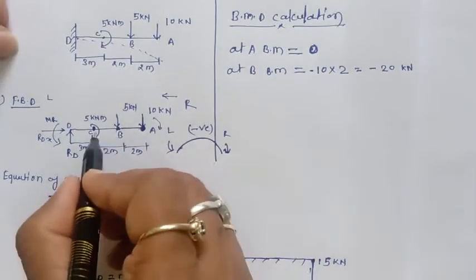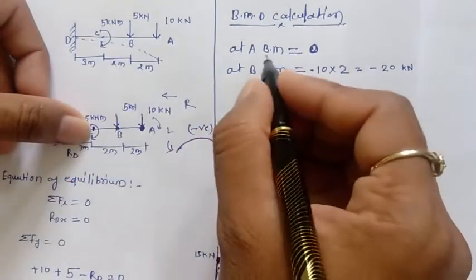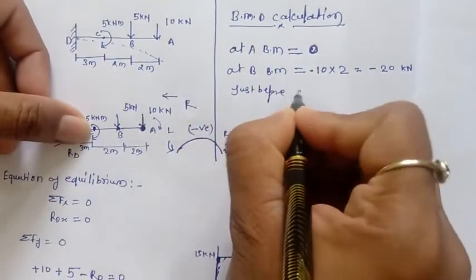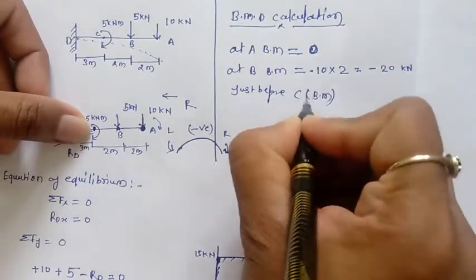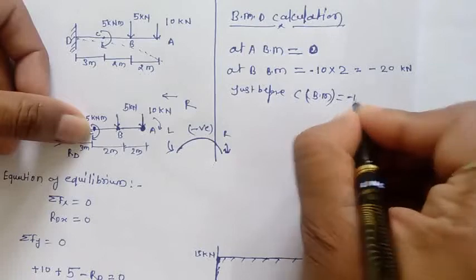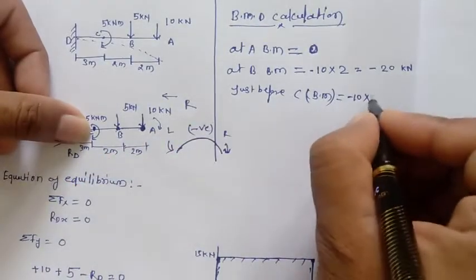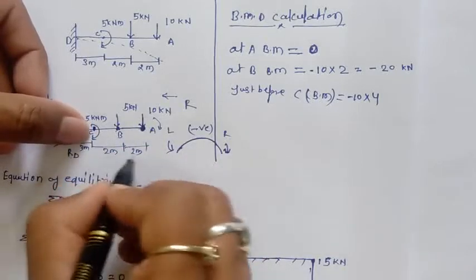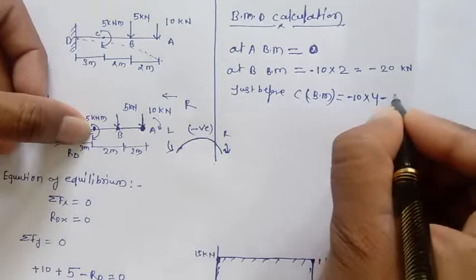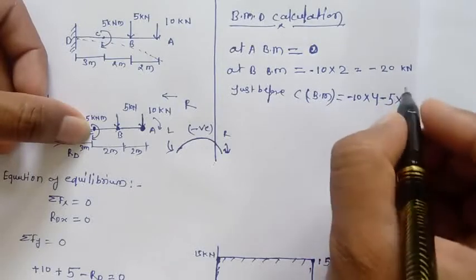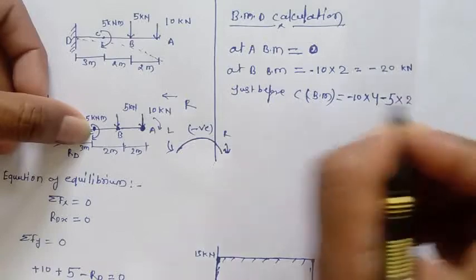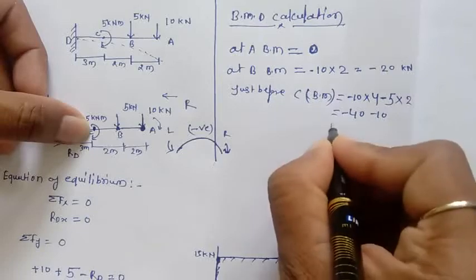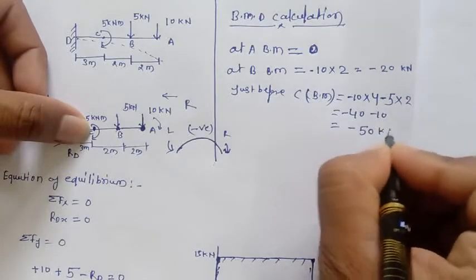Then B to C, just before C, the bending moment is minus 10 into this 4, because just before B it's 10 into 4, and just before C it's 10 into 4, then minus 5 into 2, so it will be 40 minus 10, that is nothing but minus 50 kilonewton.